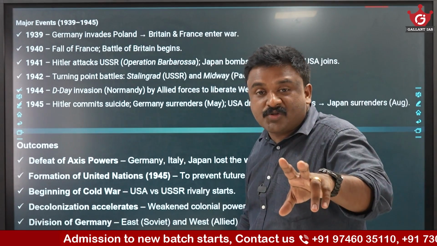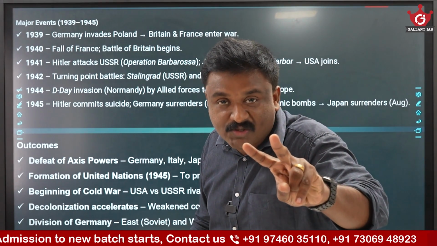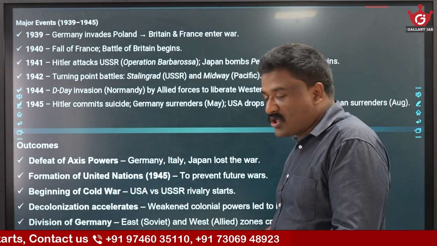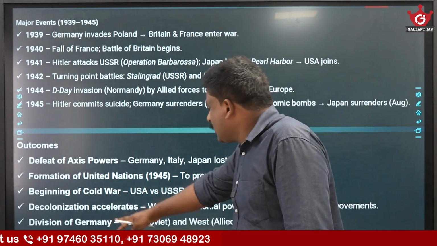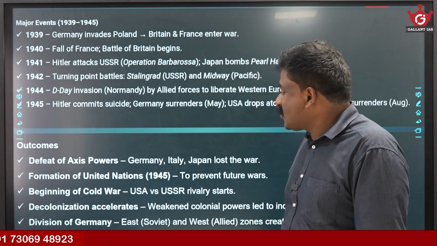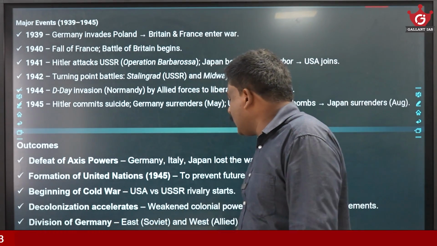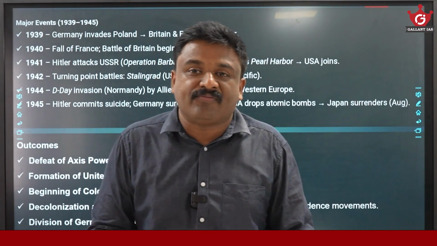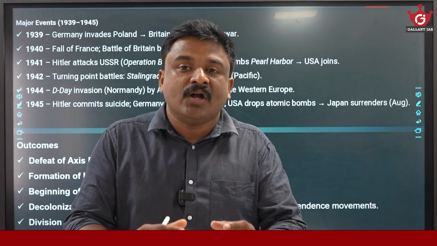Beginning of the Cold War. Two powers emerged, the USA and the USSR. An ideological war between capitalism and socialism began, with proxy wars. Decolonization accelerated in Asia and Africa. Most countries were decolonized and liberated. Division of Germany into East Germany and West Germany. These are some immediate, essential outcomes of World War II.